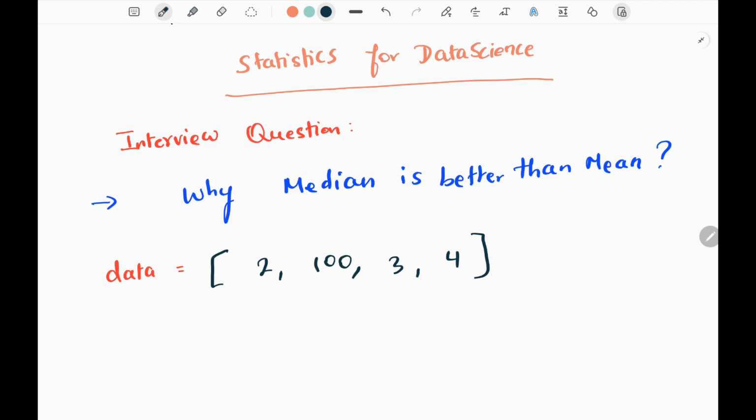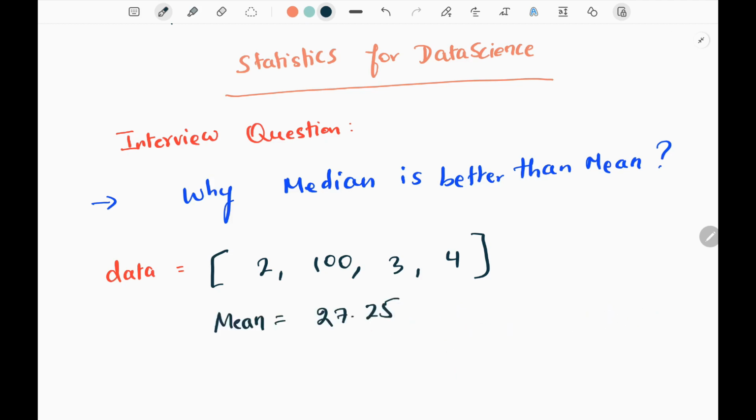If you found it yourself, well done. So now we will see the solution. First we will calculate the mean here, right? We need to sum all the values in the data, where I'm going to get 109, and we need to divide by the number of values in the data, which is 4. So I'm going to get 27.25, right? We will keep this aside.